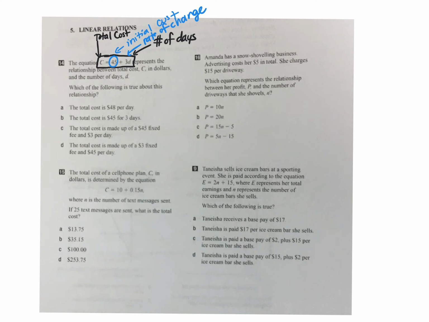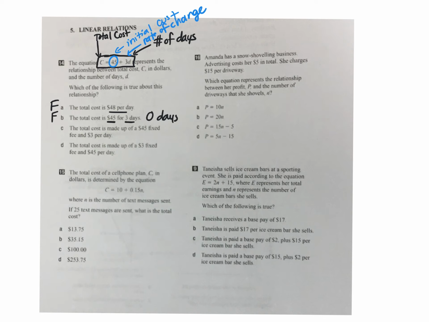We're going to do a true and false again. Is it true that the total cost is $48 every day? This is false because you start with 45 and then you go up by 3 every single day. The cost changes by $3 every day. Is it true that the total cost is $45 for 3 days? No, it's $45 for how many days? 0 days, right? The initial fee was 45, so this is false.